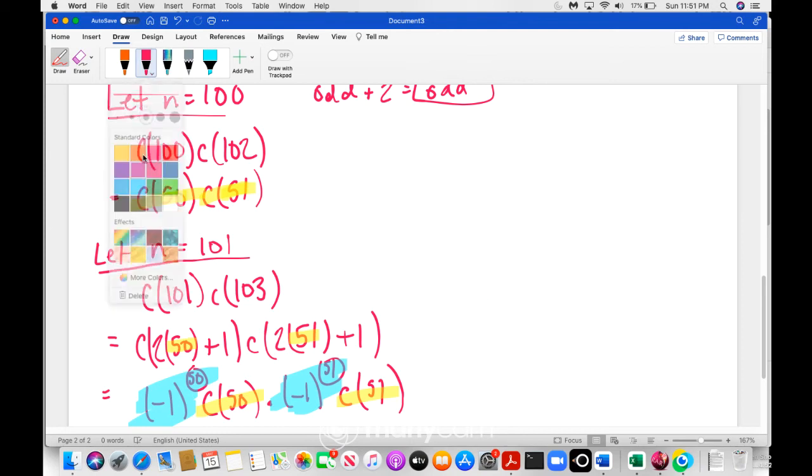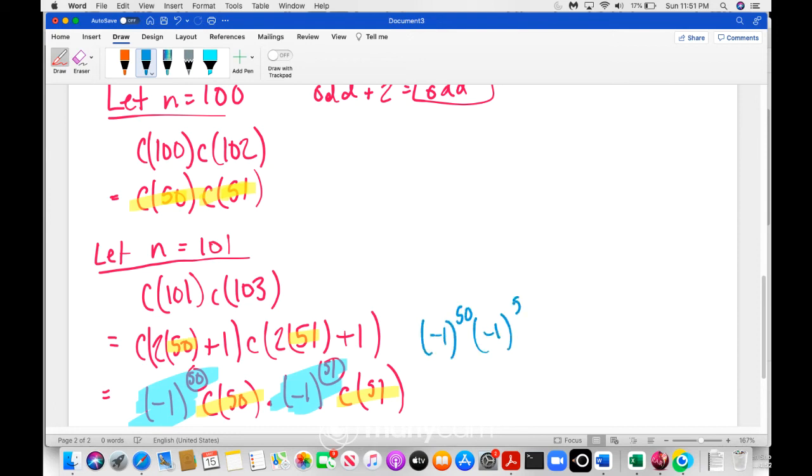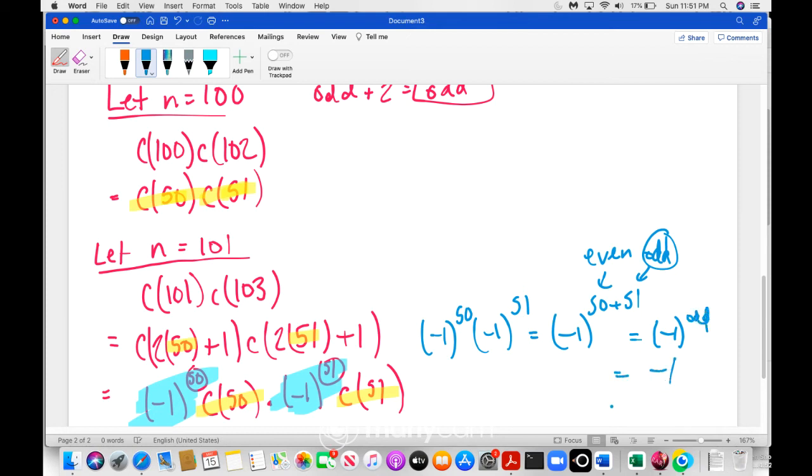well, I should probably do it in blue or something. It's really going to be negative 1 to the 50th times negative 1 to the 51st power, which is negative 1 to the 50 plus 51 power. Okay, but this is always going to alternate. One of these is going to be even and one of them is going to be odd. And if you take an even plus an odd number, you can think of it as taking an odd number plus multiples of 2, which we already discovered doesn't change the parity. So this is going to be negative 1 to an odd power, which is negative 1.